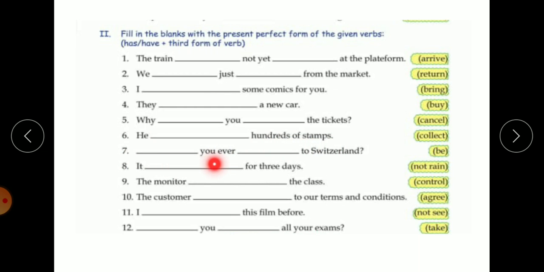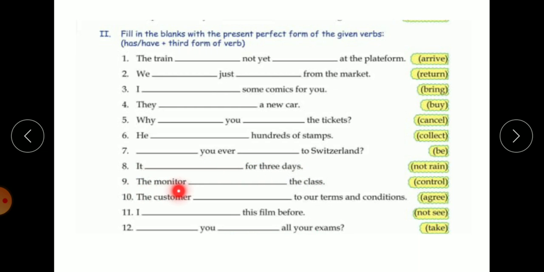Dash you. With you, you have to use have. So have you ever? And with be, the past participle of be is been. Have you ever been, B-E-E-N, been to Switzerland? It dash for 3 days. It has not rained for 3 days.